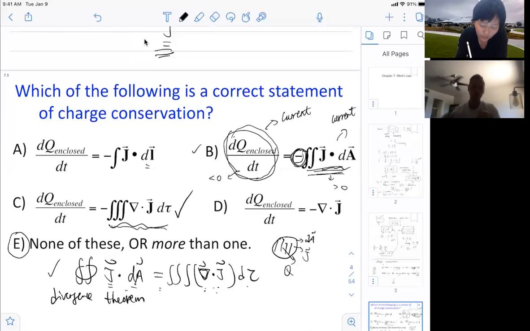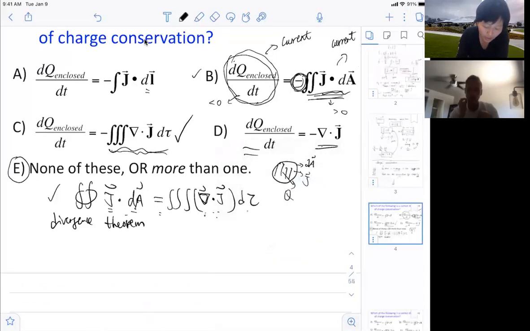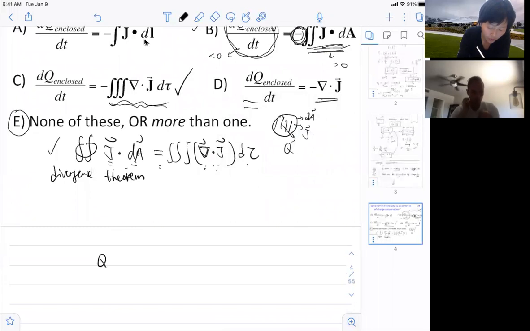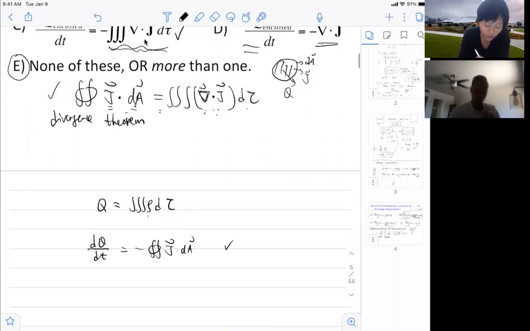Now look at D. This one is written without the integral format. You know that we can strip this equation out of the integral format. But if you want to do it on the right-hand side, you need to do it on the left-hand side as well. So we could easily do that. Simply, we have to write Q in integral format, rho d tau. This is the charge density times the total volume, giving you the total charge. So dq over dt is equal to negative J dot dA. We have already talked about this being a correct statement for charge conservation.